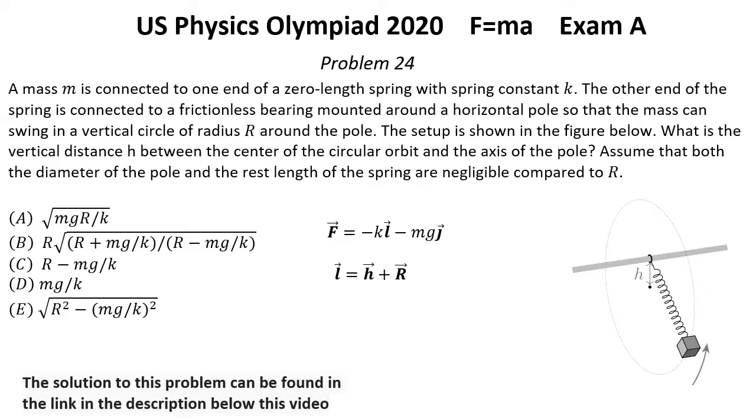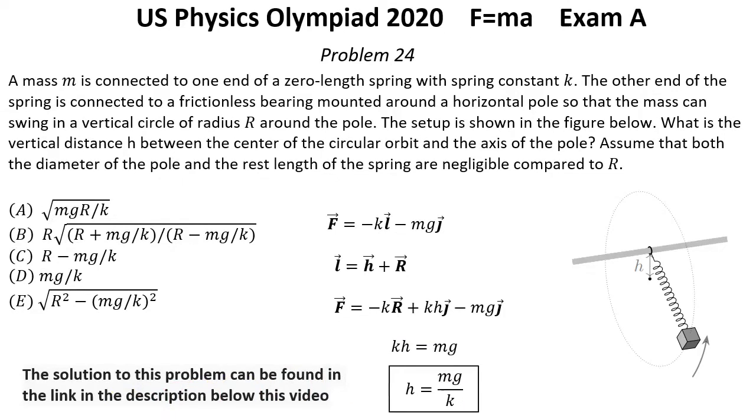And now we have this equation, and for the point below the pole H to be the center of rotation, we have to equalize the second and third members to each other. KH equals mg and h equals mg over k, which is answer D, and that was the solution for problem number 24.